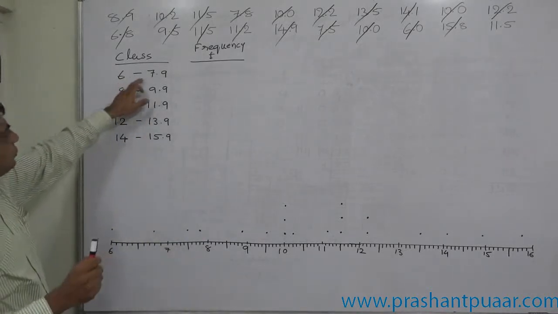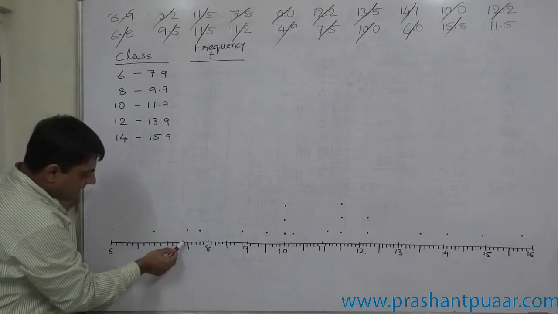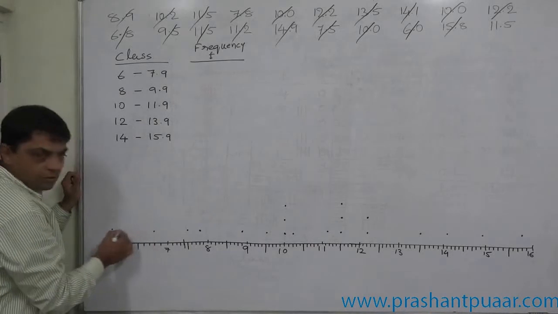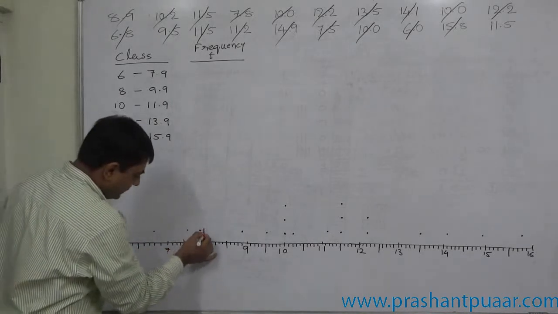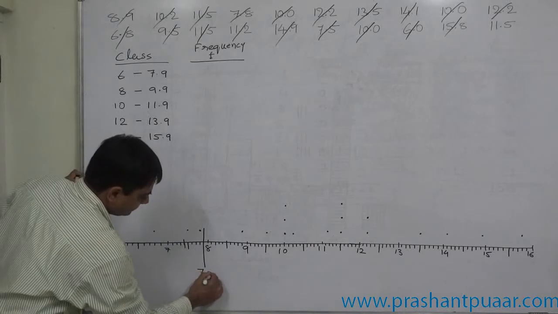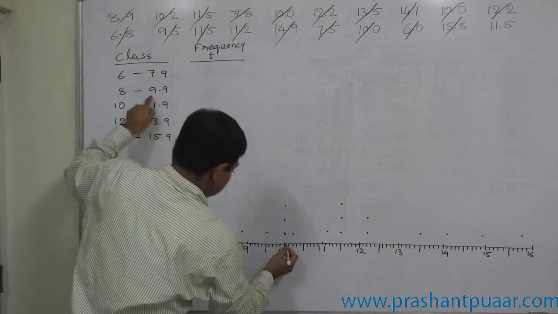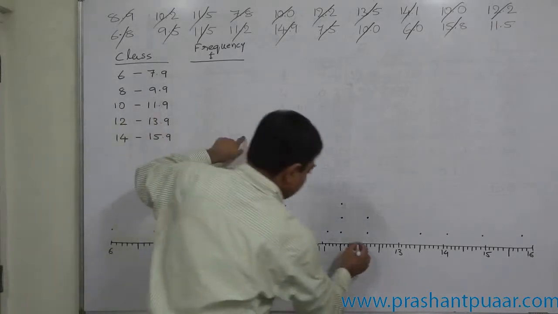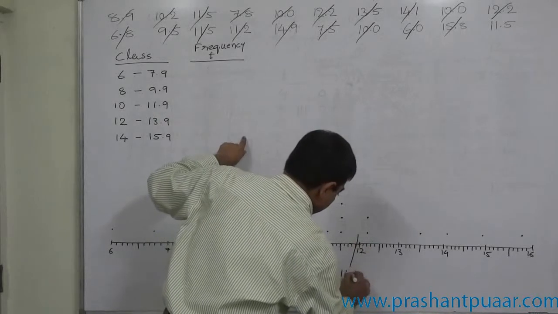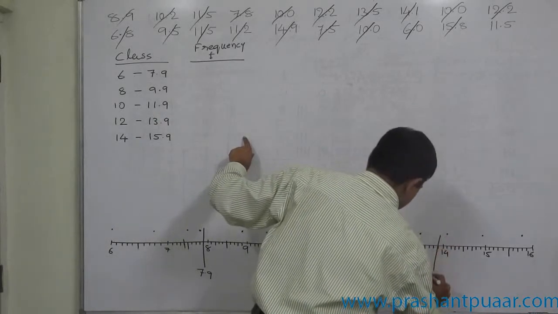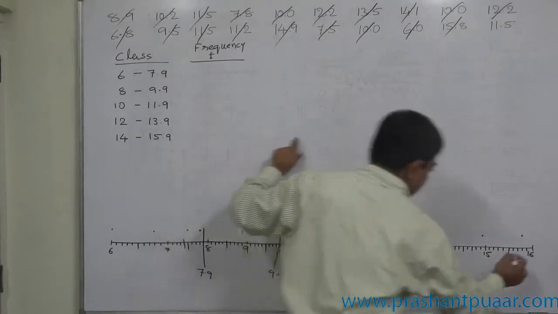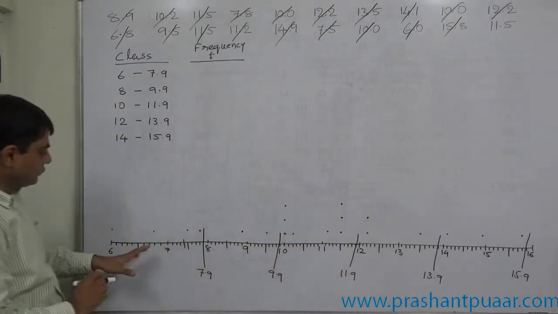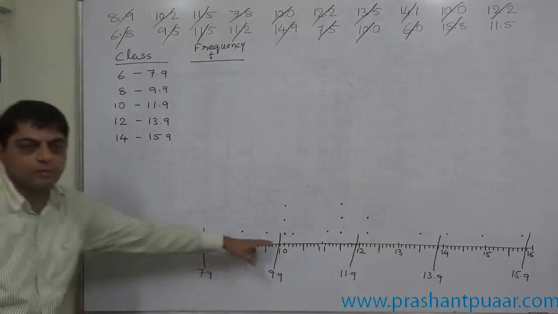Say first is 6 to 7.9. Yes, 7.9 is here. Next is 9.9. Then 11.9. 13.9 and here 15.9. We just have to count the number of dots between the two bars.